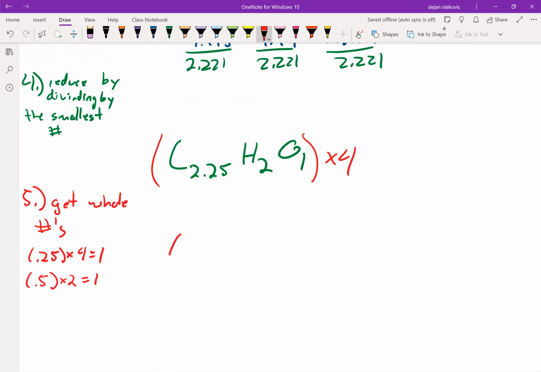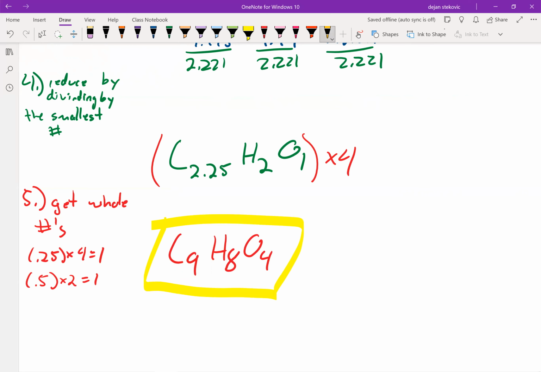And then what we get is C9H8O4, right? You notice I multiplied the whole formula by 4. And what you'll notice is that none of these numbers have a common divider, right? So this is as reduced as we can get it. And so this is our empirical formula.